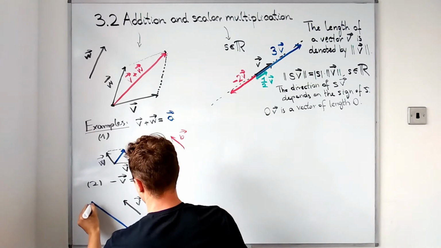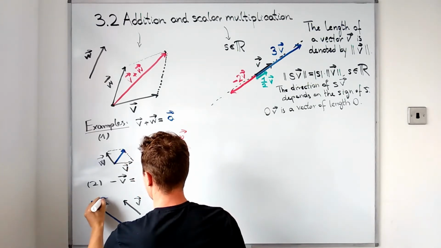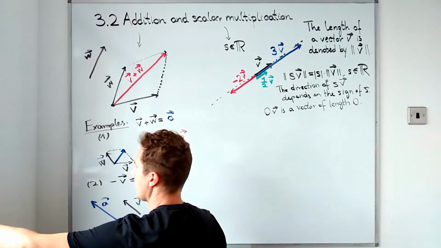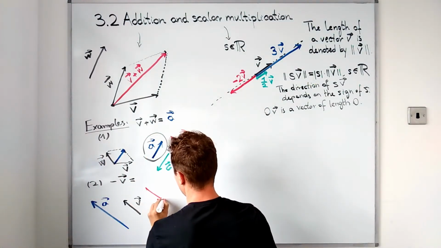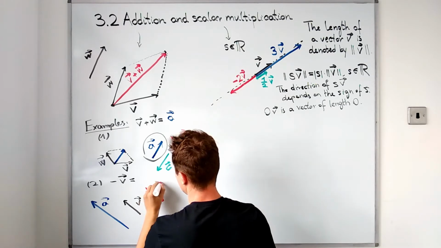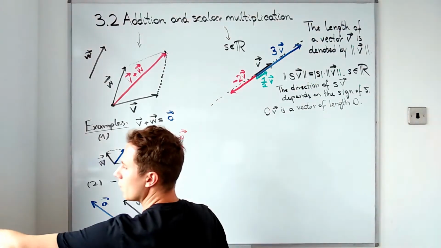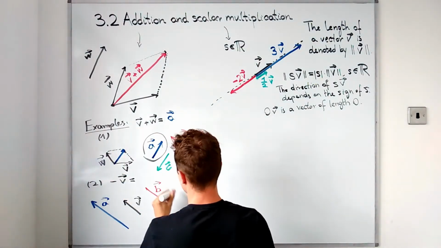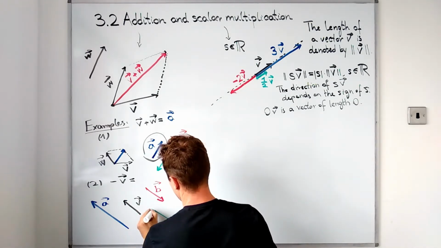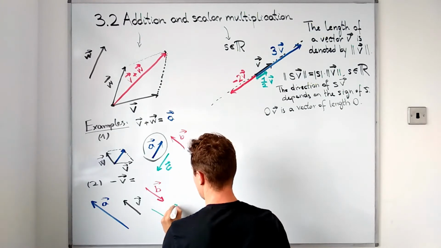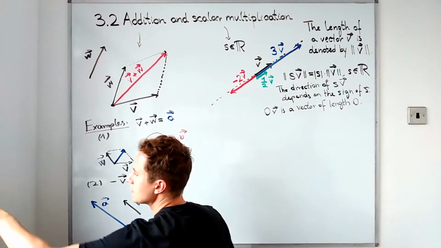this vector, vector A, or is it perhaps this vector, vector B, or perhaps it's this one, vector C? Pause the video and select the correct answer below.